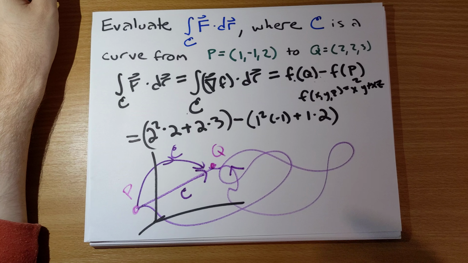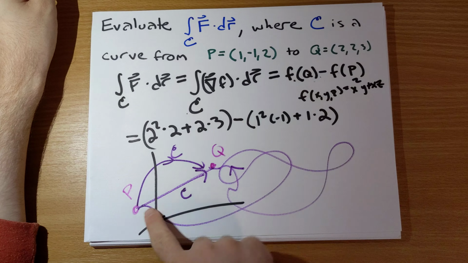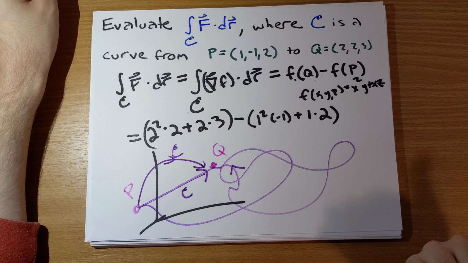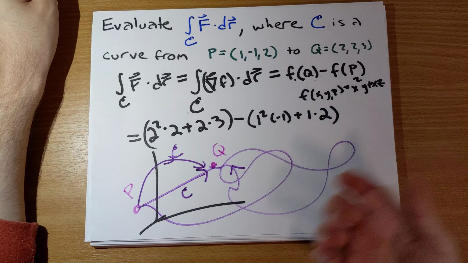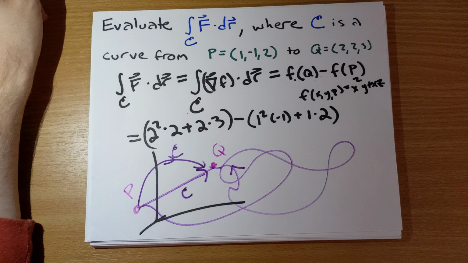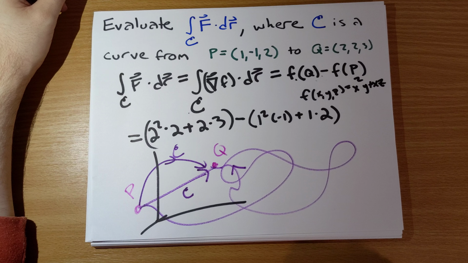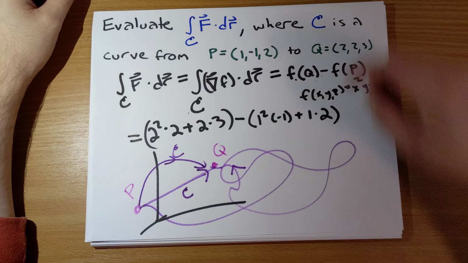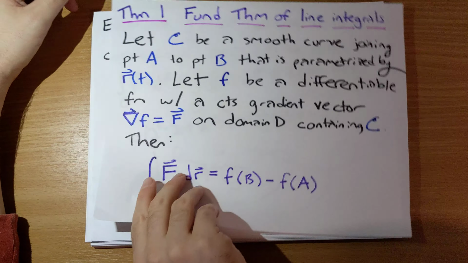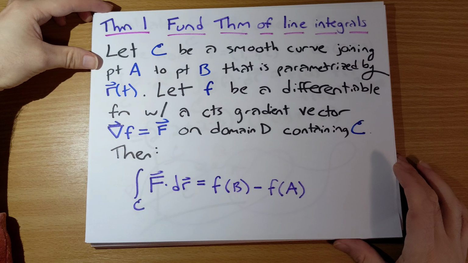Even if I did tell you C is the straight line segment from here to here, you'd have to find a parametrization for that. You'd have to find the derivative of your parametrization, and substitute your parametrization into your vector field. There are many steps going on here. But this makes our life oh so easy. This is why we like using the fundamental theorem of line integrals.